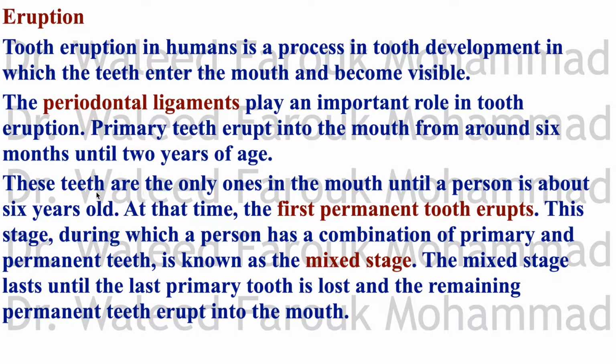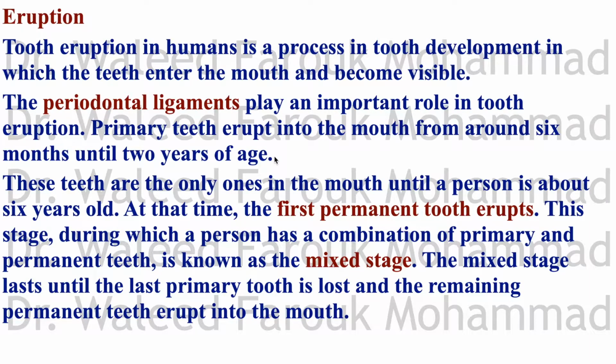Then eruption starts. Eruption is where the tooth enters the mouth cavity and becomes visible. The periodontal ligament is an important factor in the tooth eruption. It starts around 6 months until 2 years of age, and all of the milk teeth erupt.